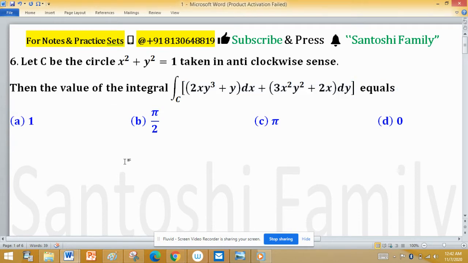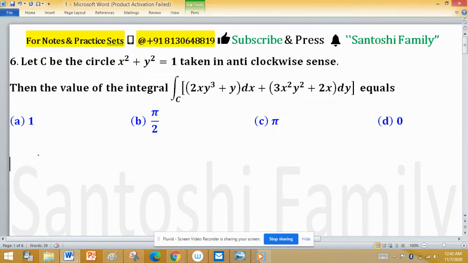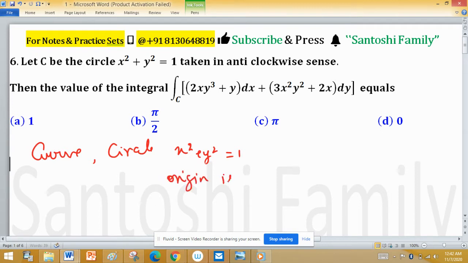So, first the given curve means circle x square plus y square equal to 1. Origin is the center and radius 1. This is the circle like this.